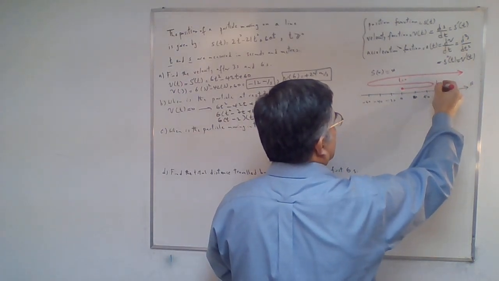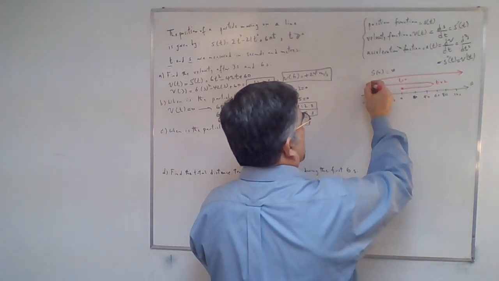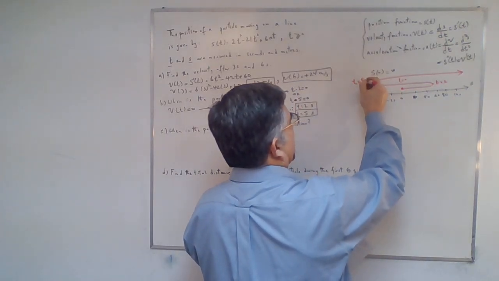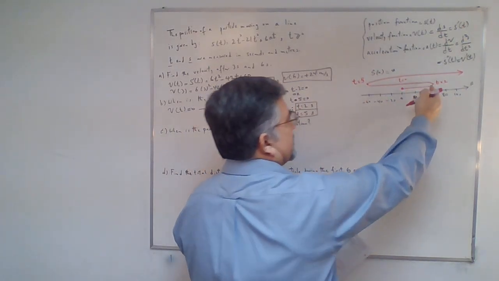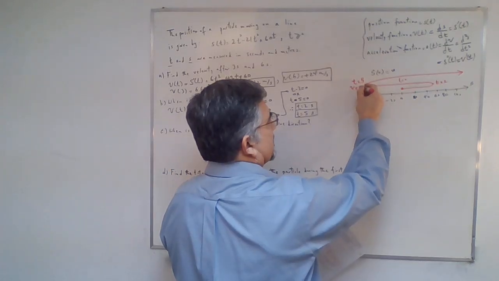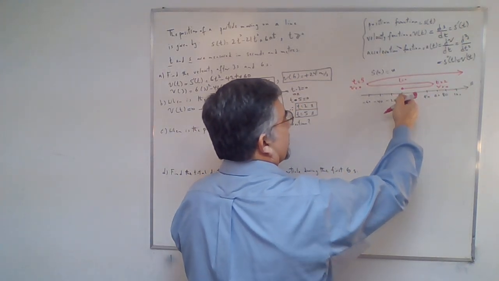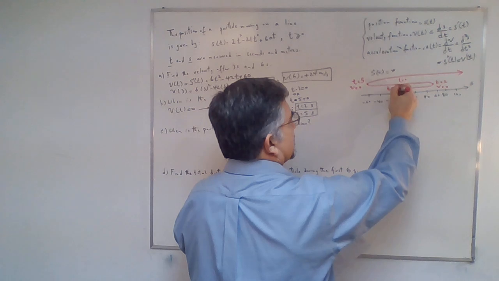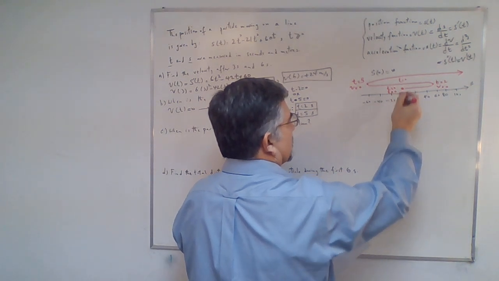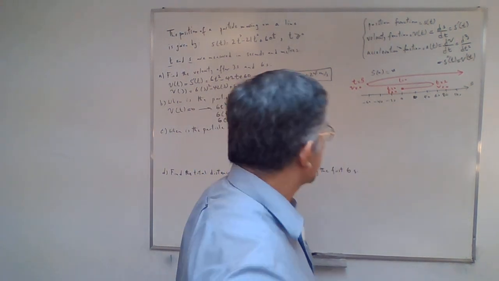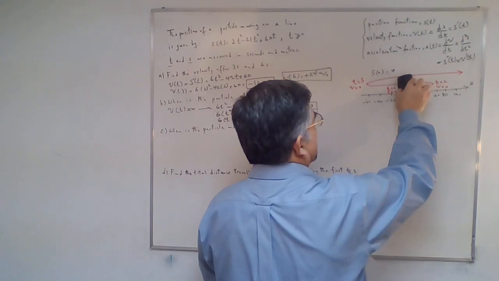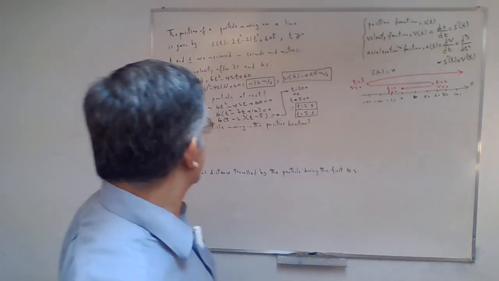So here is at t equals 2 seconds. Here is t equals 5 seconds, because here is when velocity is 0, and here velocity is 0. And this was the original point where t was 0 and s was 0. Okay. But is velocity 0 or not at the origin?